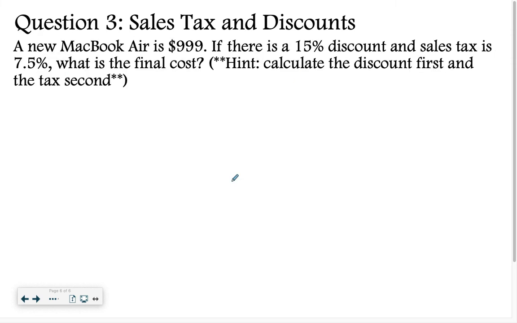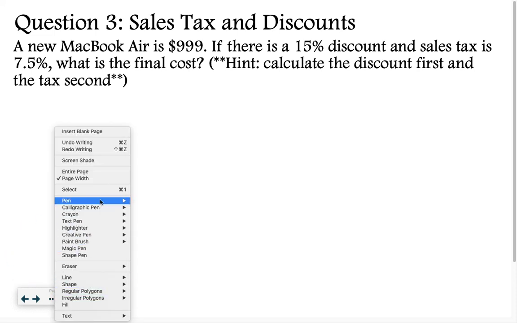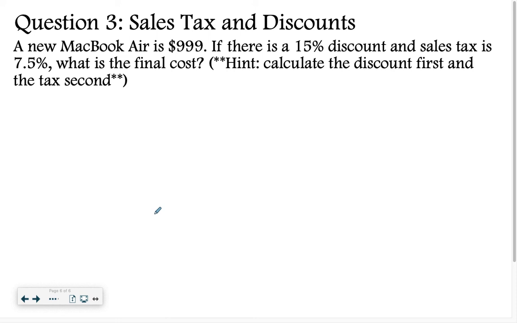All right. Now I have one problem for you. We have a new MacBook Air, costs $999. And if there's a 15% discount and sales tax is 7.5%, what is our final cost? So a hint I will give you is you always do your discount first, then your tax second. So this is kind of like a 2-part problem. All right, good luck.